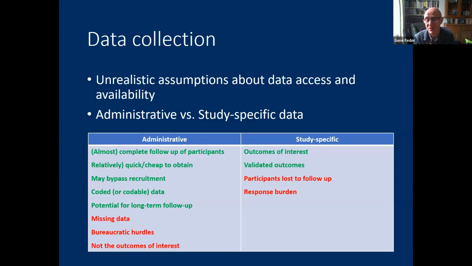Study specific, you can measure the outcomes you're really interested in, in a validated way with validated tools. But participants may actually exclude themselves. Once they've been recruited, they may drop out, or they may be lost to follow up. And there's also the issue of response burden. The more pages there are on a questionnaire, the more likely you are to have missing data, or if you really haven't powered it properly, for the participant to lose the will to live. So this is also part of piloting. Questionnaires are always, it seems to me, too long.